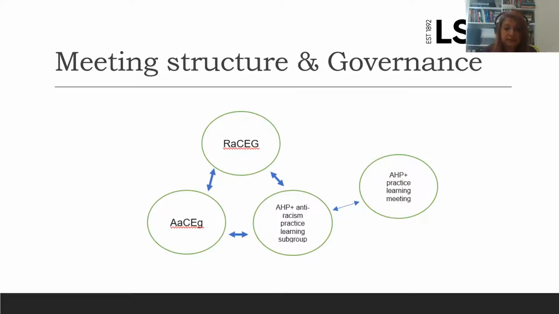So the diagram shows the interconnectedness between the affinity groups, RACE-G and ACE-G, the anti-racism, anti-discrimination and anti-oppression subgroup, and the main AHP plus practice learning group. So any topics and issues raised in the affinity groups regarding placement, they can be brought to the subgroup to discuss further in relation to policy, processes in practice and potential actions. This can then be taken to the wider group for larger collaborative discussions and to start the process of agreed change, and vice versa, hence the double-headed arrow.